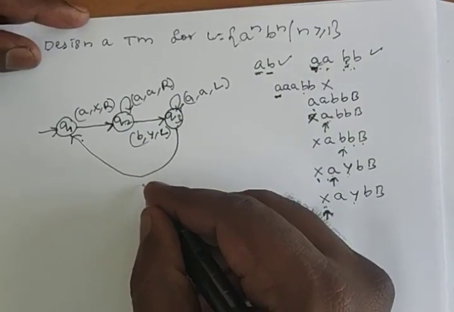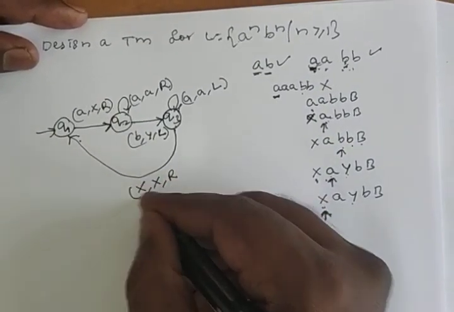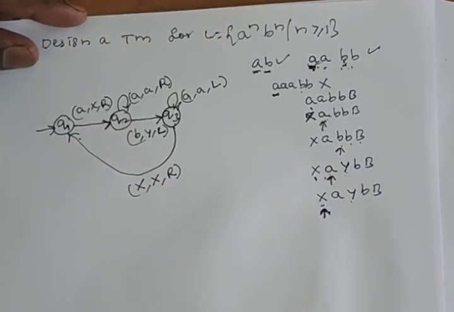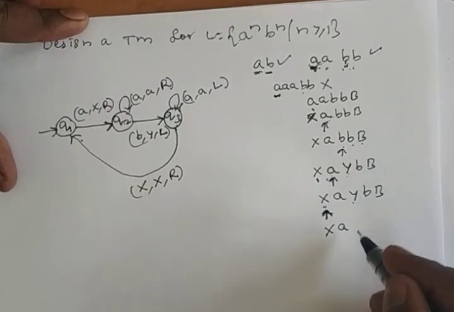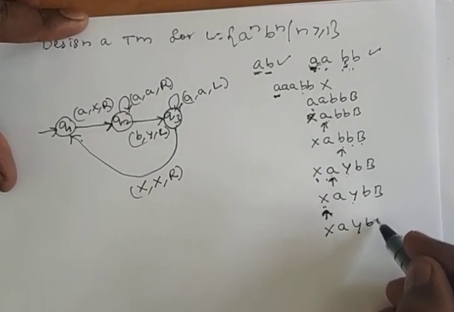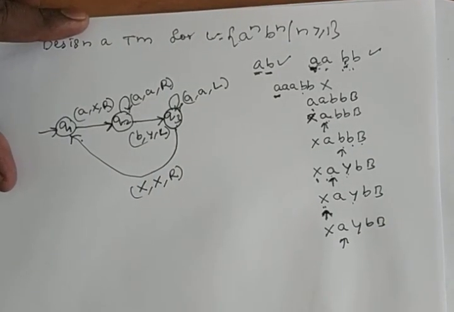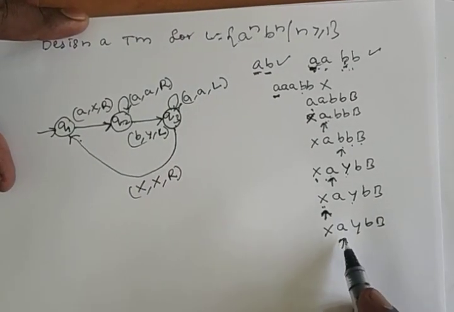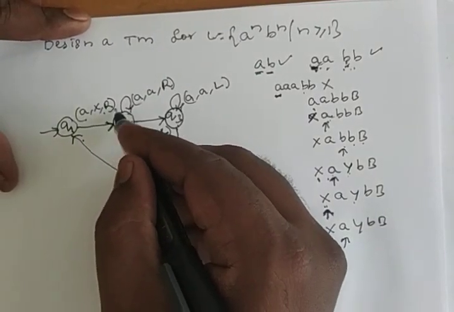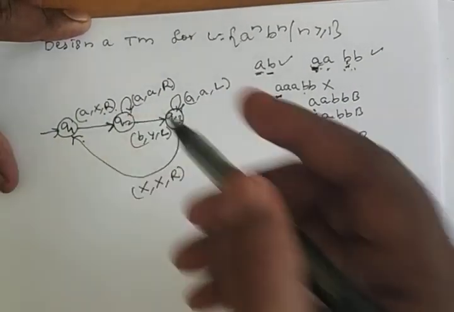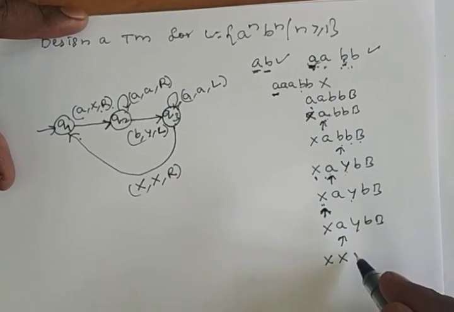Now capital X is replaced by capital X and move to the right direction. And you are in the state called Q1 now. So when you replace X by X, you have X, A, capital Y, B, capital B, and now you are in the state called A. When you trace this A, now you are in the state called Q1. You already have a transition: A can be replaced by X and move to the right direction. So you are in the state called Q1. So X replaced by X and move to the right direction.